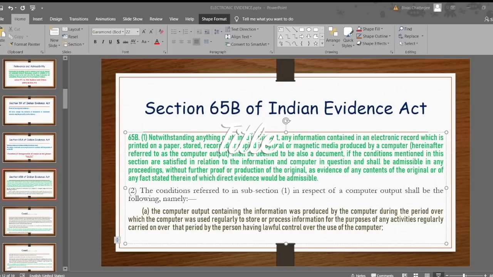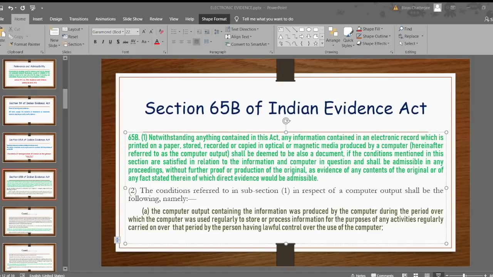So those are the conditions, and if you go by subsection 2, herein we get the conditions referred to in subsection 1 in respect of a computer output, namely the following. So how the computer output may be produced, and the conditions, are laid down here. The computer output containing the information was produced by the computer during the period over which the computer was used regularly to store or process information for the purposes of any activities regularly carried on over that period by the persons having lawful control over the use of that computer.